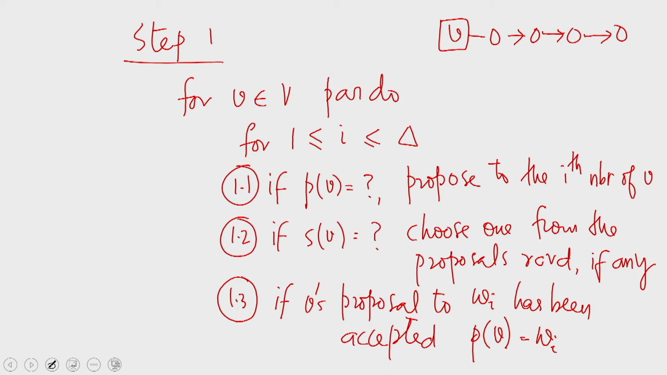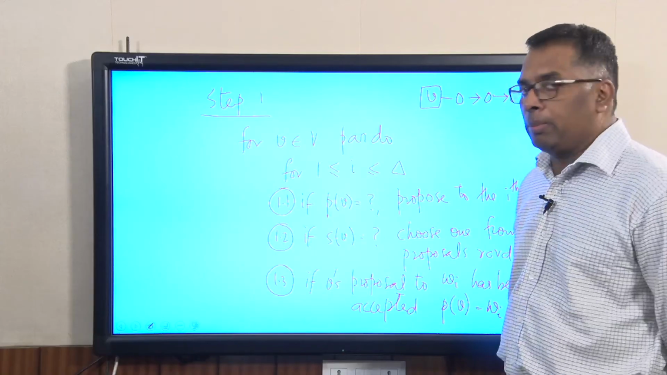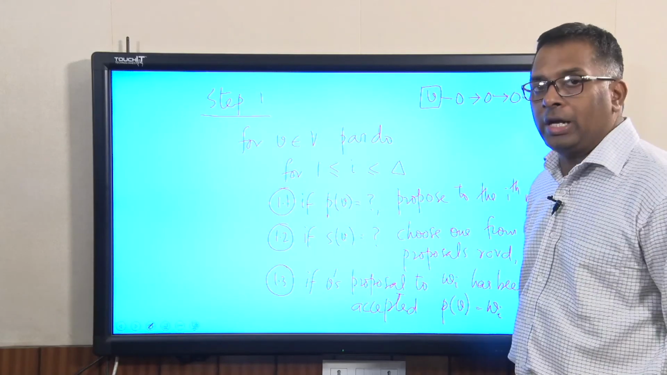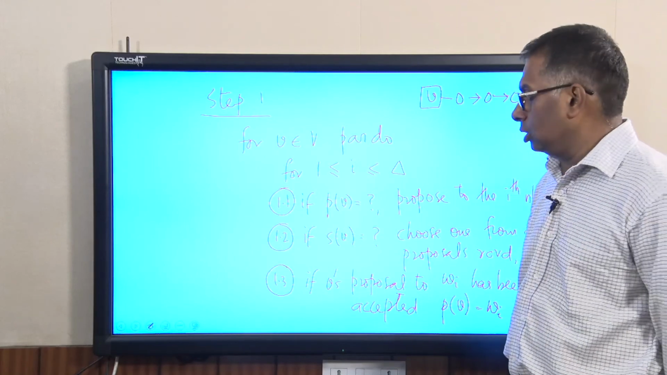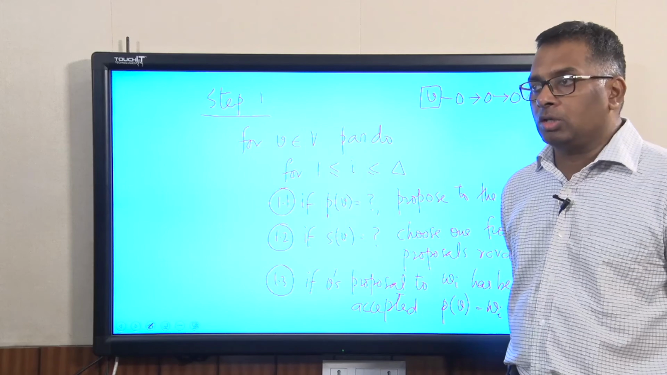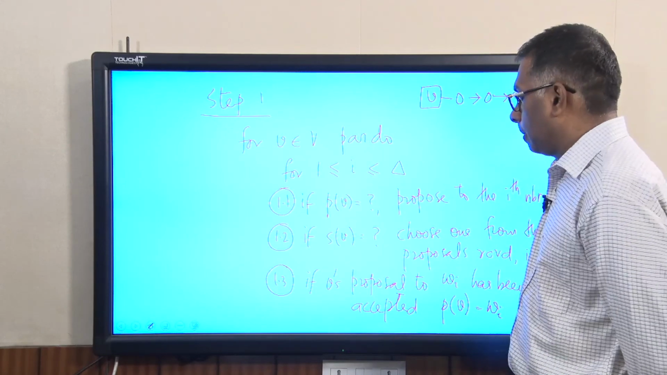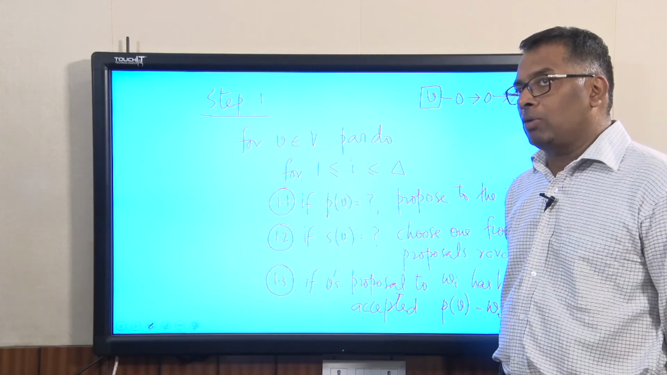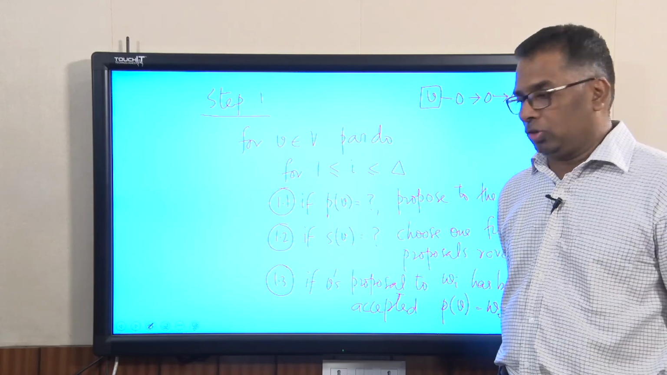So, this is what step 1 involves. A vertex makes multiple proposals until it gets accepted as a successor. So, a vertex is appealing to its neighbors to take it on as a successor. If somebody agrees, then that vertex will be chosen as V's predecessor.